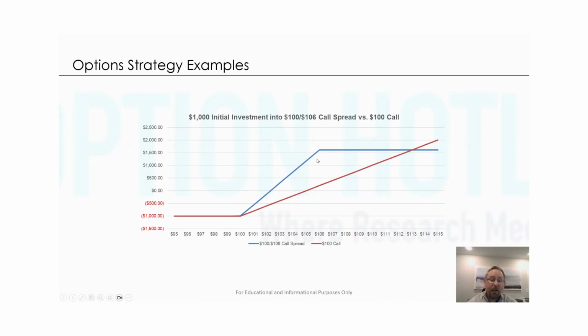As you can tell, the call spread has a greater payout in between $100 and $112, but above that, it starts to get better for the call outright. So this is an interesting setup and something that we'll look at more during the course.